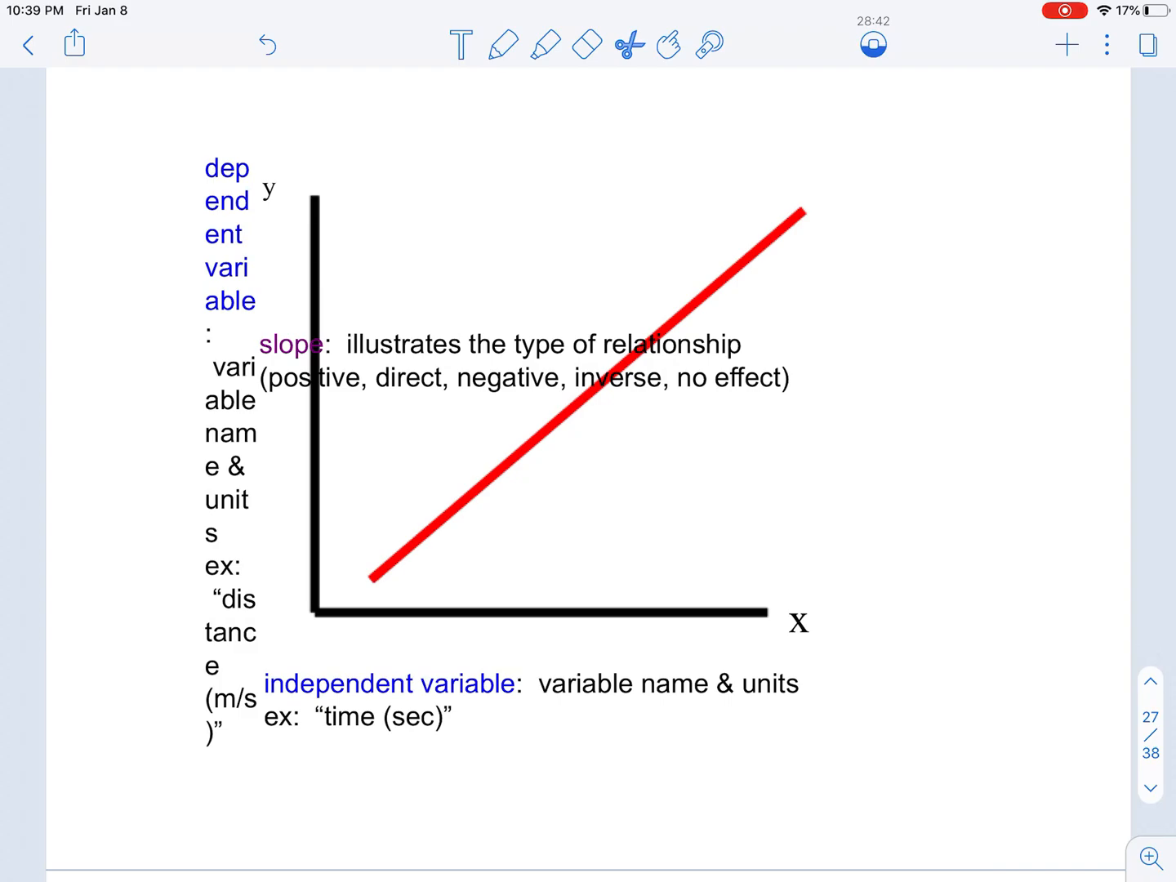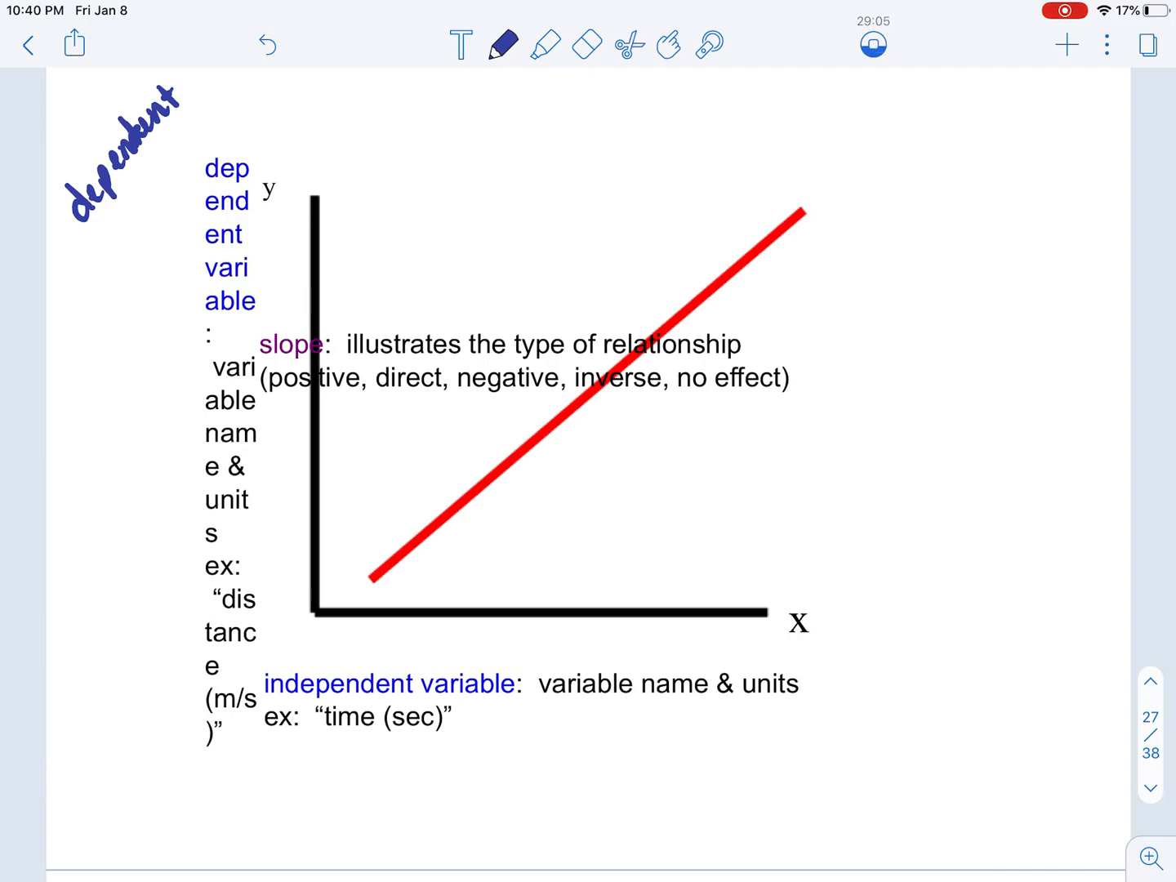I apologize that the font came out a little funny over there on the left-hand side, but let's look at the parts of the graph. We'll go ahead and start with the left side of the graph. So the y-axis is going to represent our dependent variable, and that's what that says. And our x-axis is going to represent our independent variable.